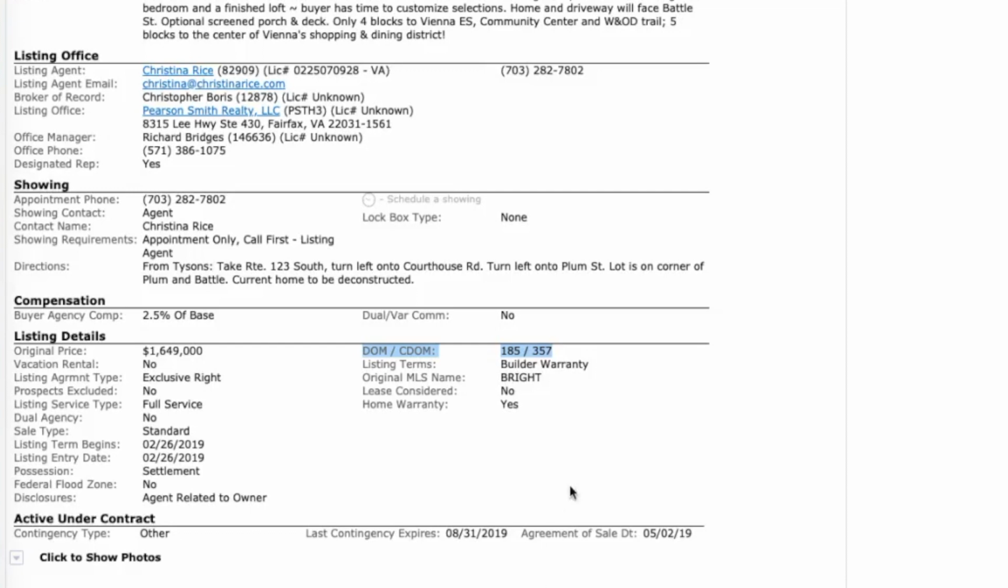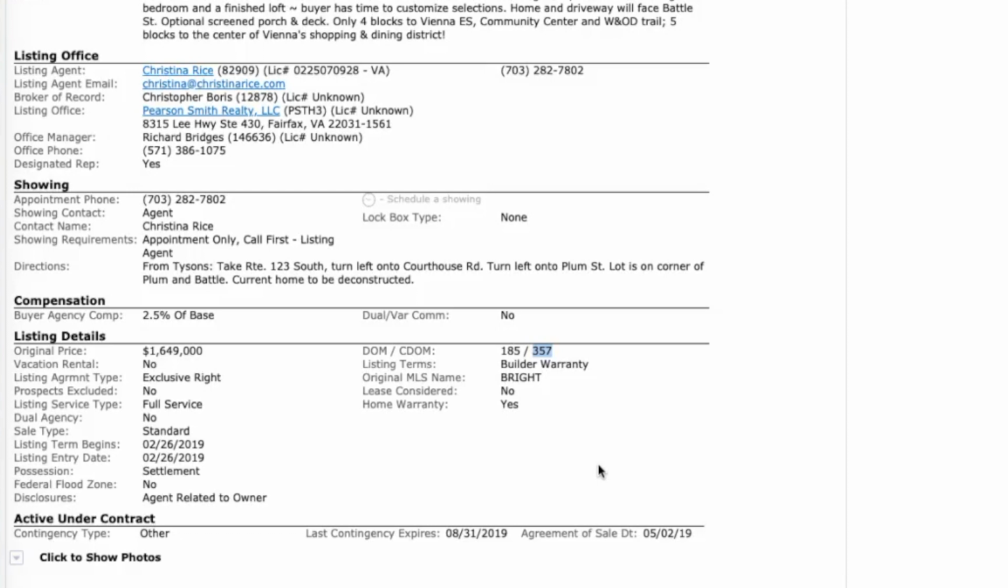Our MLS requires it to be off the market for at least 60 days for both counters to reset. If it is taken off the market less than 60 days, you get this discrepancy. So what happened was it either was taken off and then relisted by the same agent, or it was taken off and relisted by a different agent. In this newest listing period, it's been on the market 185 days. However, it was clearly on the market with another agent or with the same agent prior to that for probably another 175 days or whatever the difference is to 357.